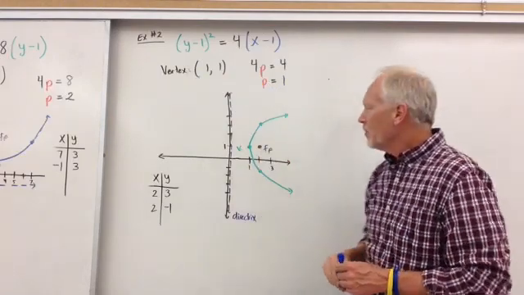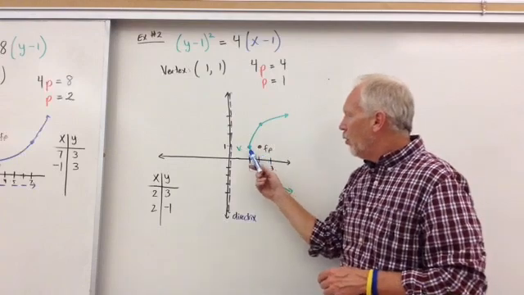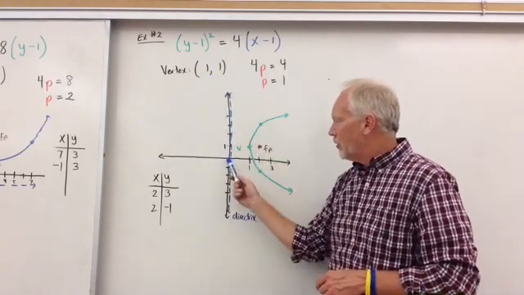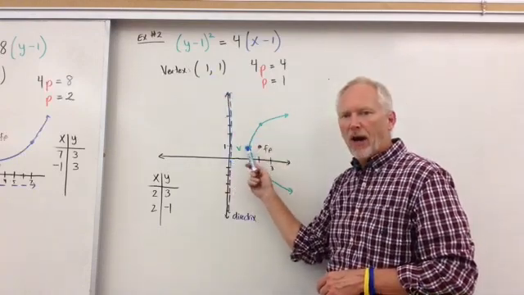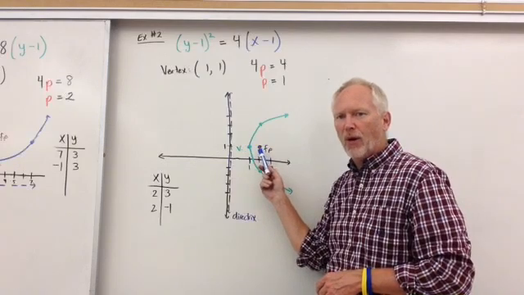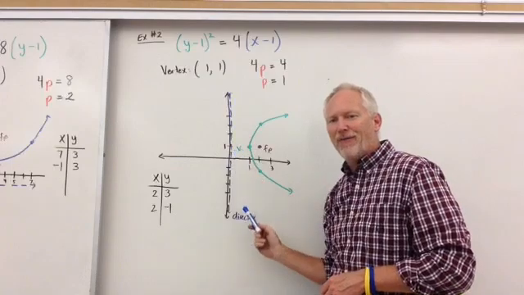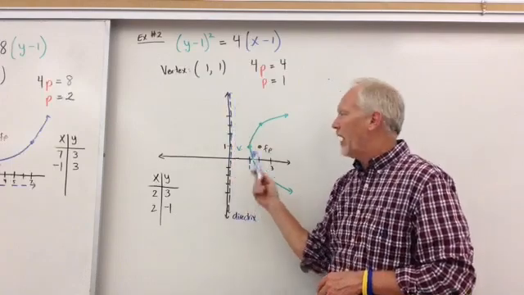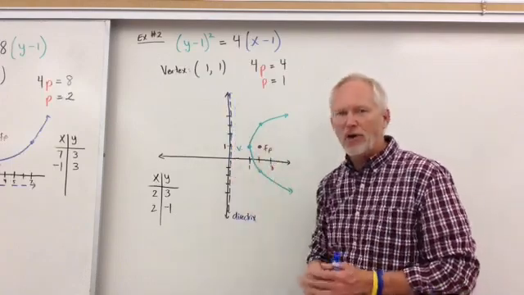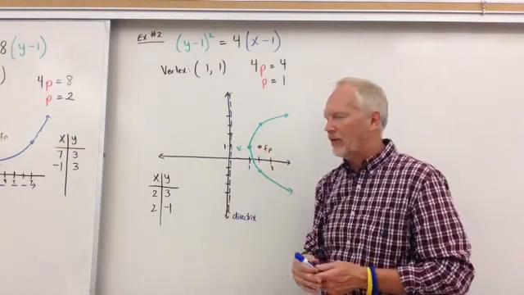All right, so now I know that I have 1 unit away from the vertex, which was over 1, up 1. I'll have a focal point 1 unit away, and 1 unit behind. In this case, I will have a vertical directrix, because that's what happens when you get a y squared that opens to the side. You get a vertical directrix.